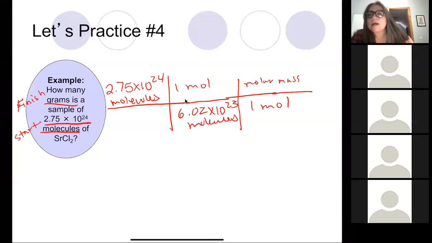We have all the numbers except one, which is the molar mass. We don't have molar mass, so we need to calculate molar mass. What molar mass are we calculating? What's the molecule we're calculating for?